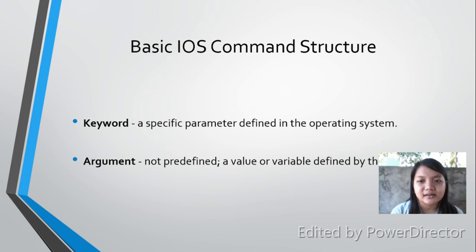Basic IOS command structure. Keyword: a specific parameter defined in the operating system. So the keyword is a specific parameter, so it has a value. Then the argument is not predefined; it is a value or variable defined by the user. The argument is where the user will give the value. The difference between the keyword and the argument is that the keyword has a value, while for the argument, the user is the one who will put a value.